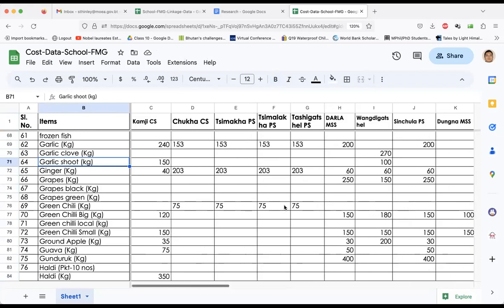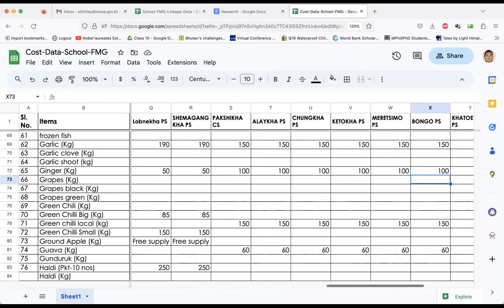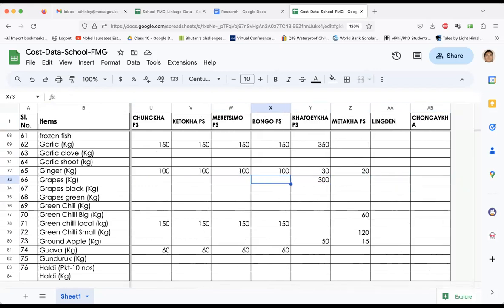So, now how to clean this data? Data that is very many. We'll keep it. Exactly. Across three schools, the price comparison. We will not do it for analysis.